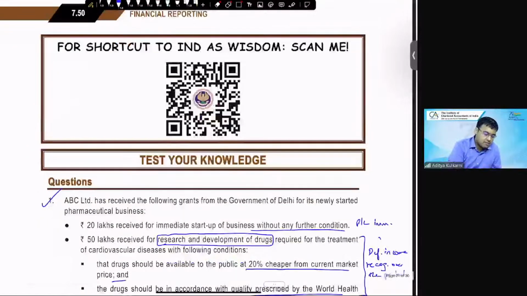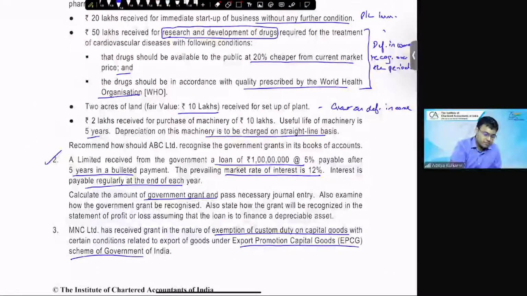Exemption of customs duty on capital goods. Grant related to assets.